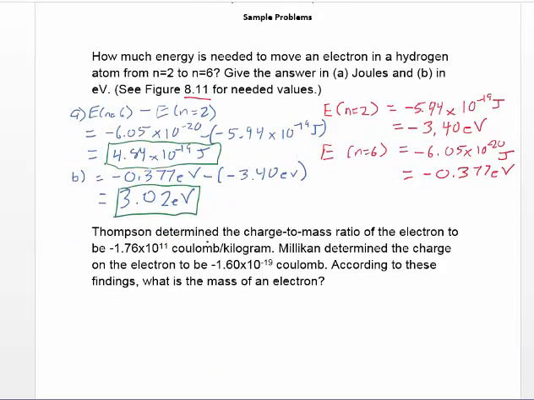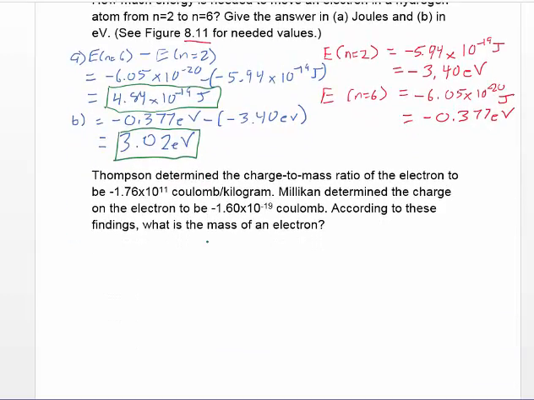Our second problem tells us about some of the measurements that were done. Thomson measured the charge to mass ratio of an electron and found it to be negative 1.76 times 10 to the 11th coulombs per kilogram. So he knew those two, but he didn't know either the charge or the mass. So we couldn't determine all of the numbers we wanted to. Millikan was able to determine the charge on the electron and found that it is 1.60 times 10 to the negative 19th coulombs.